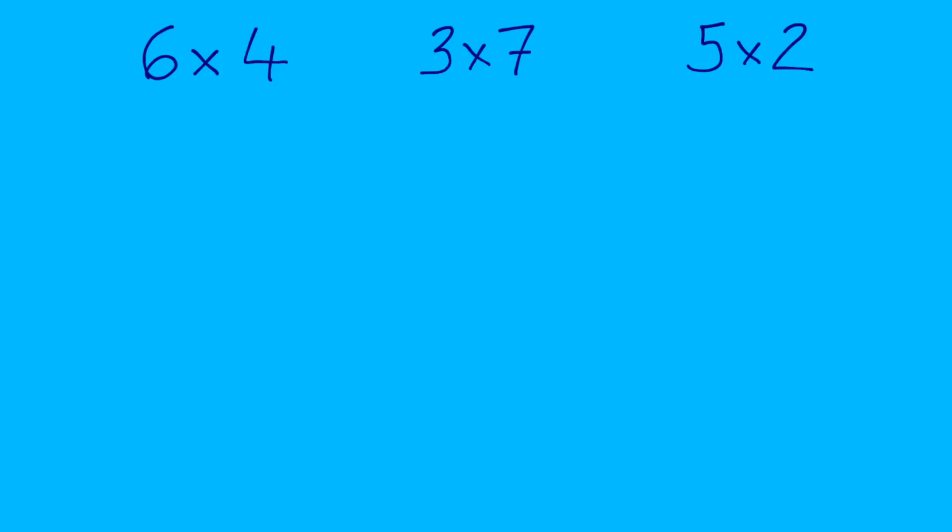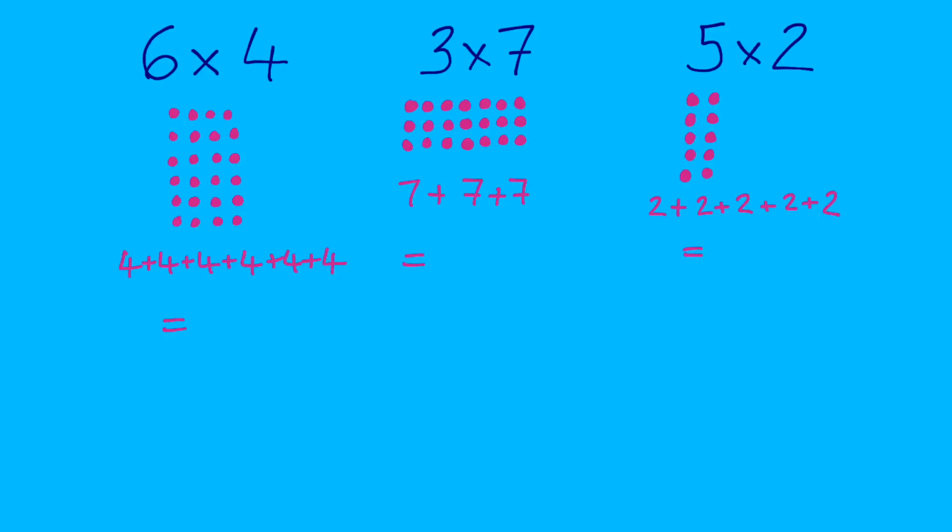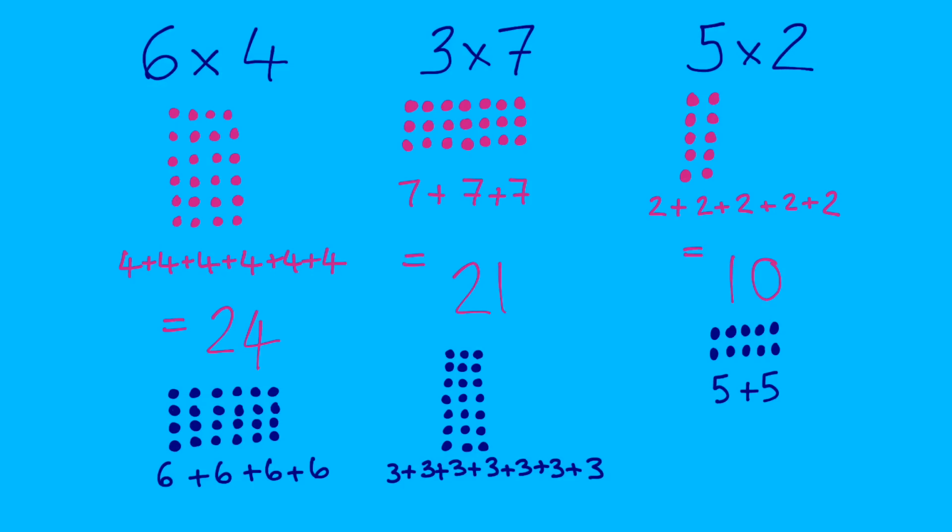Okay, let's have a look at the answers. So we had 6 lots of 4, which is 24, 3 lots of 7, which is 21, and 5 lots of 2, which is 10. Or you might have drawn your array the other way round, but you still get the same answer.